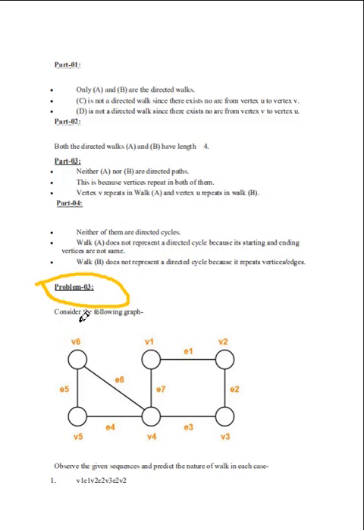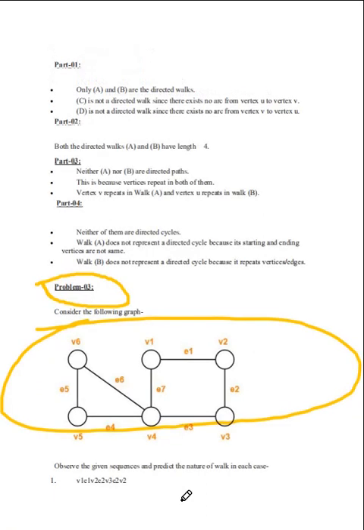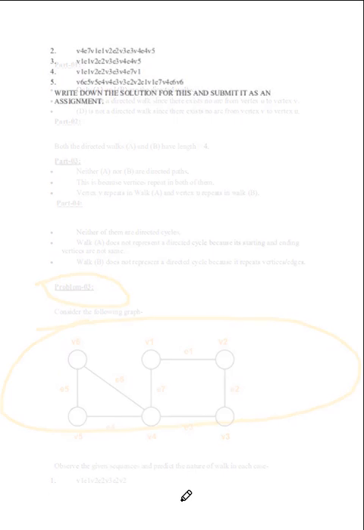Now for this particular graph, observe the sequences of walks I have given and write down what they are. They could be a trail, a circuit, a simple walk, or an open walk. Write down all these things. Okay, do that part. We will have a discussion in the class if you have any problem.